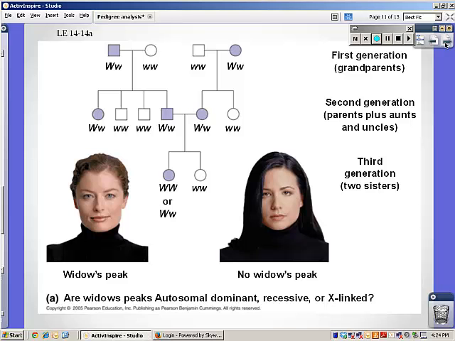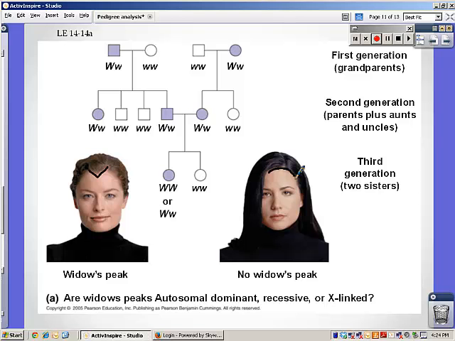So let's look at a real life one. Now, if I looked at the pedigree for a widow's peak. So widow's peak, if you don't know what that is, that means the hairline goes down like at a peak. It creates a peak. While normal people who do not have a widow's peak, their hairline is just flat. It doesn't peak in the center.